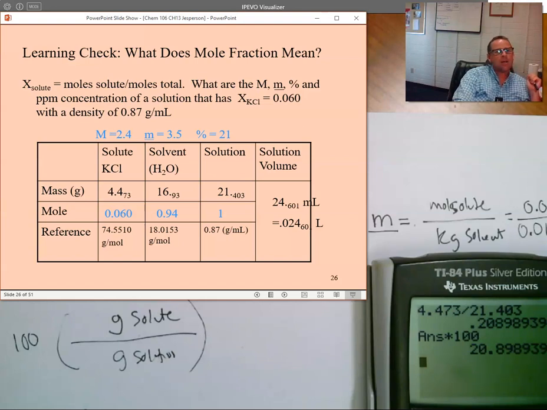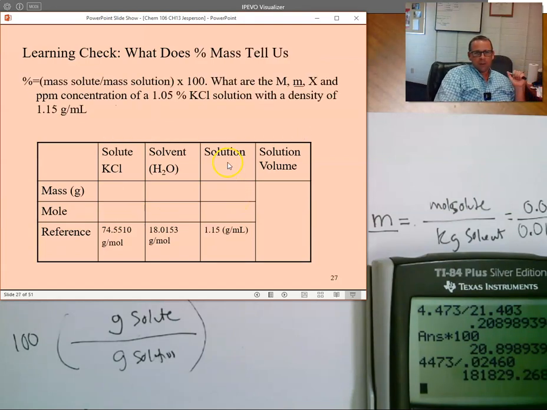Excellent. Okay, Sarah, can you get us our parts per million? Yeah, so parts per million is milligrams of solute, which would be 4,473. And that is divided by the liters of solution, which is 0.024. Good. So, looks like 1.8 times 10 to the 5th. Excellent. Very good. Do we have one more in us? Well, we're going to do it anyway.